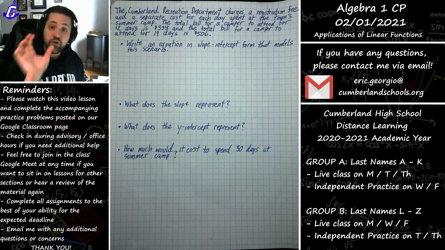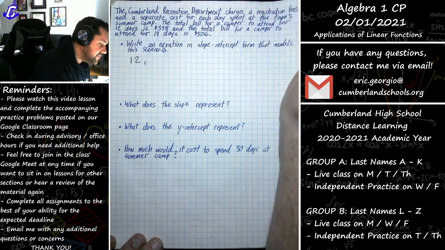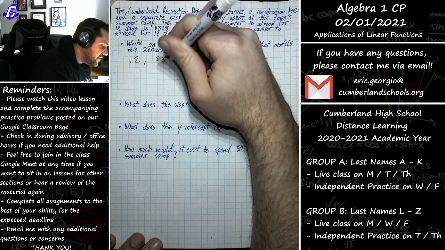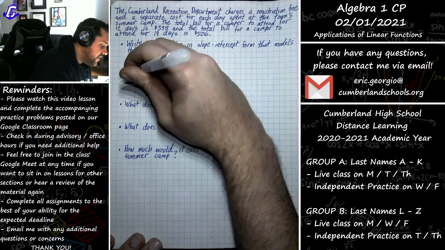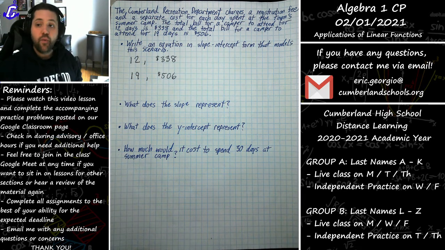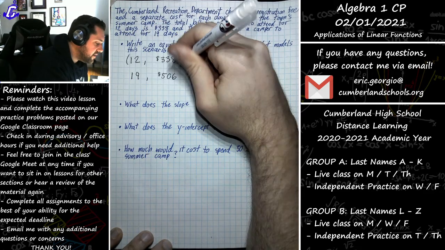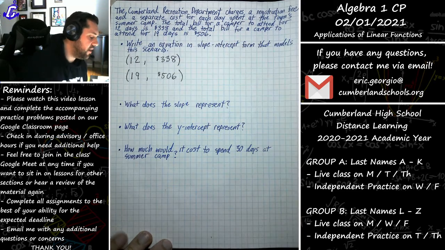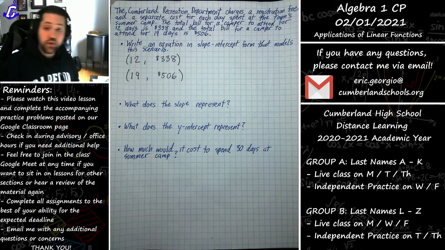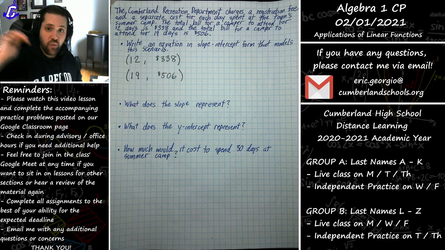If you notice, we're given sort of two pairs of information. We're told that if I attend for 12 days, I'd have to pay $338. And we're told that if I attend for 19 days, I'd have to pay $506. What we can do with those pairs of information is exactly that. Pair them up and say, well, this is one pair of information and this is one pair of information. And given that we now have two ordered pairs, we can find the slope of a line between two ordered pairs. We've done that a million times in the past with our good old slope formula, our rise over run, our change in y over change in x.